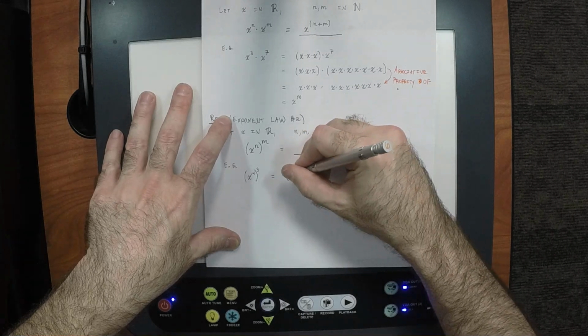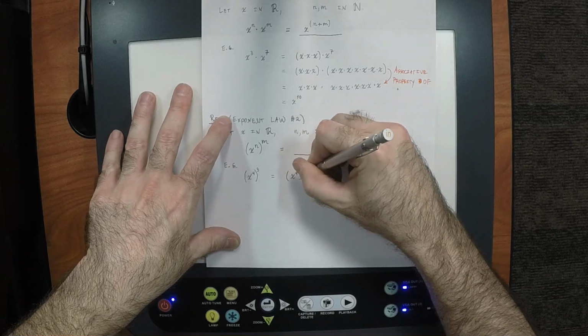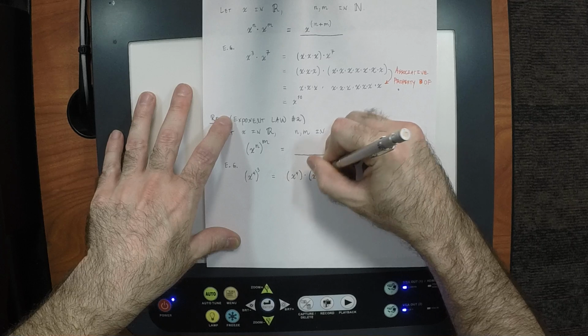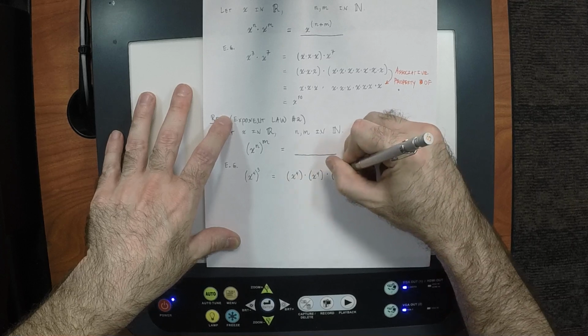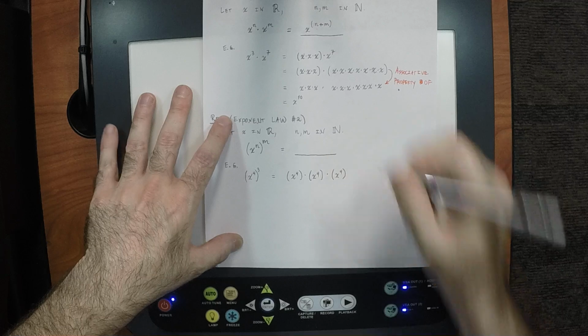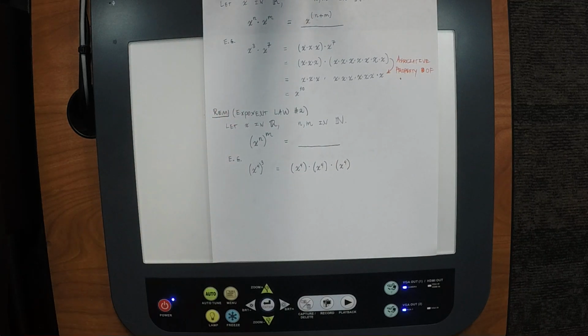So the first thing I'm going to do is make 3 copies of whatever that is, and it's an x to the 4. Okay, so then it'll be x to 4, and then multiply x to 4, multiply x to 4. Okay, so then we did that. Now, what is x to 4?